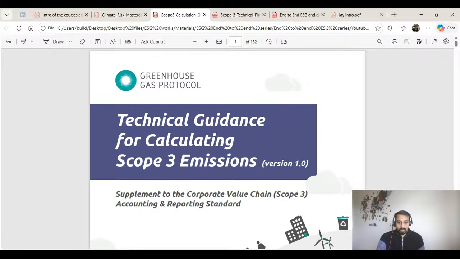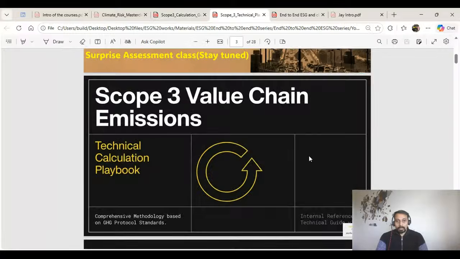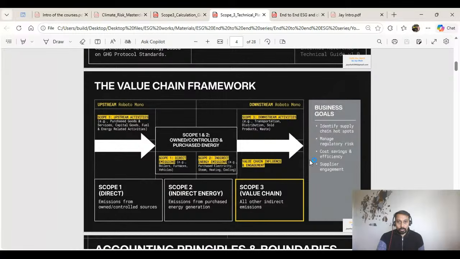So let's start on scope 3. The value chain framework is what we need to understand first. The value chain is how all the products and services are started. This diagram shows you the full emission landscape, with scope 1 and scope 2, as you already know, and a few of the participants already joined in the last module.